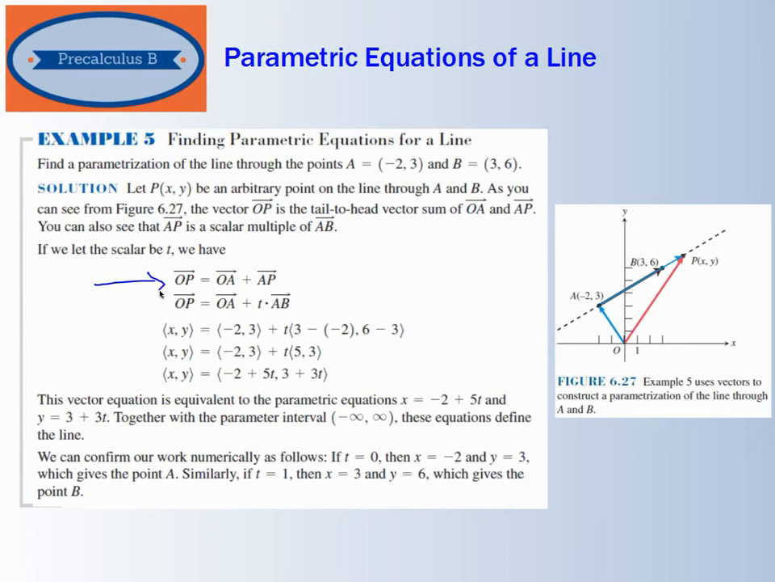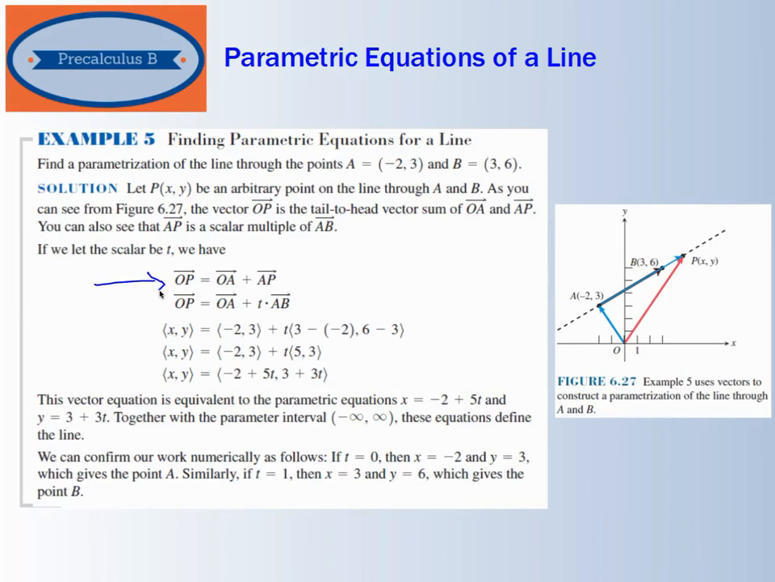Well, we know that the point x, y, or the vector x, y, which is OP, is represented as the vector negative 2, 3, plus the scalar times the other vector, which is just 3 minus negative 2, comma 6 minus 3.